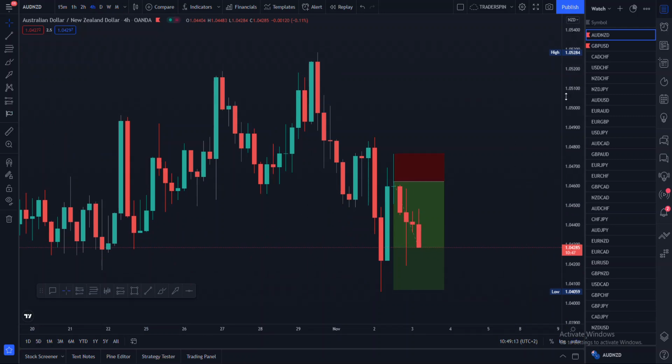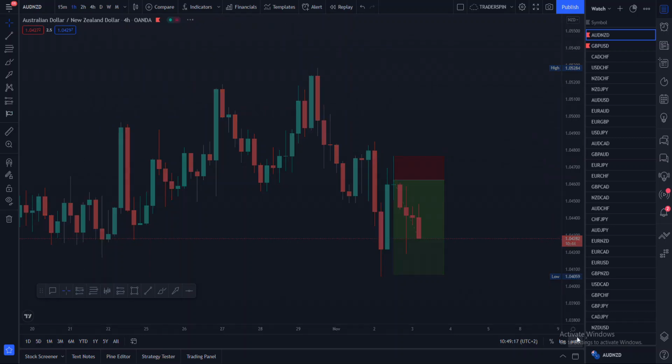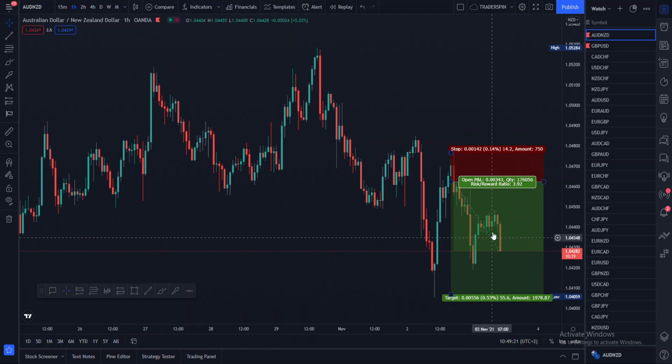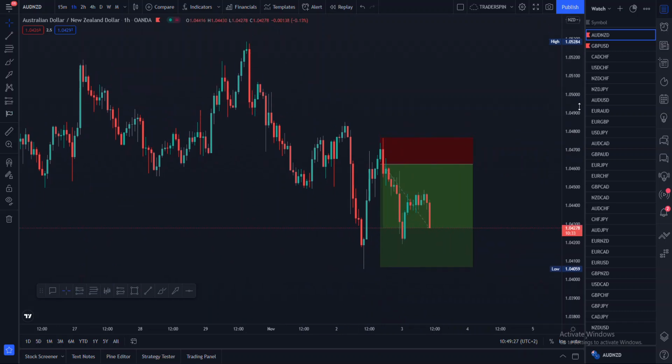Okay, AUD and ZD, as you can see, it is strongly going to the downward. It's a 1:3, close to us. I can say it's a 1:4 risk to reward ratio. It's a very beautiful trade.